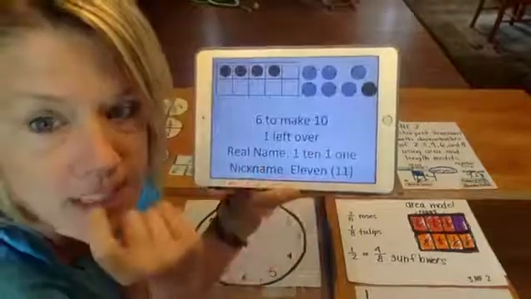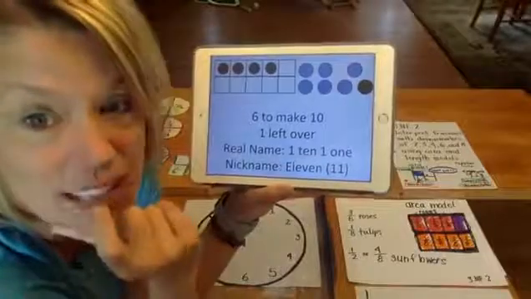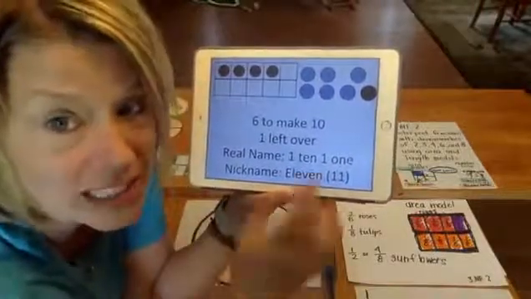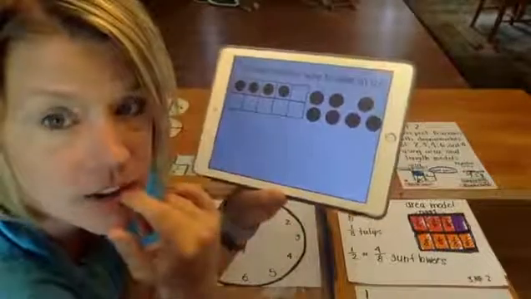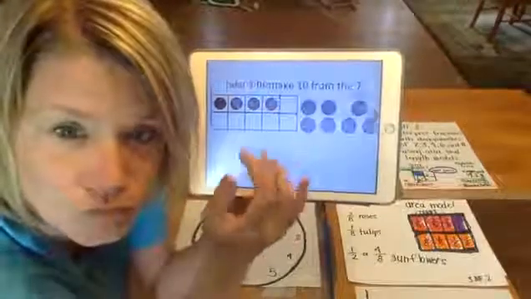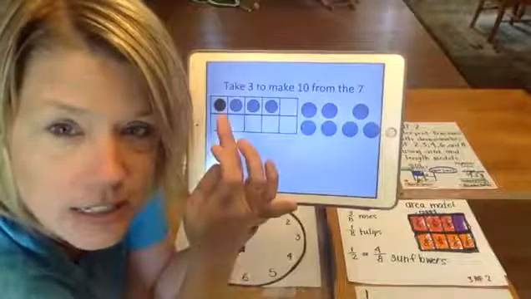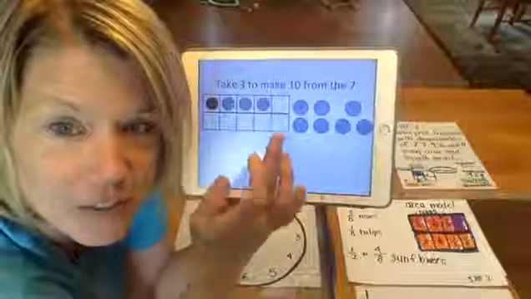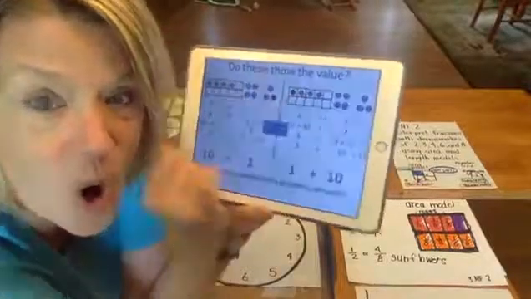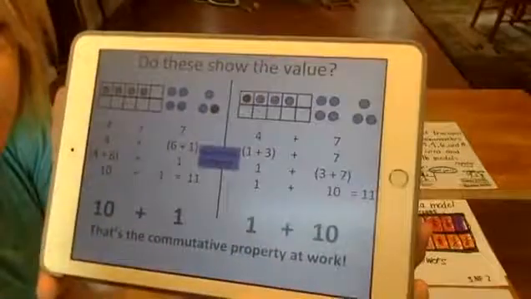Okay. 6 to make 10 and 1 left over. That's 1 ten and 1 one. We also call that 11. Is there another way to look at it? What do you think? Take 3 to make 10 from the 7. Whoa. Do these show the same value?